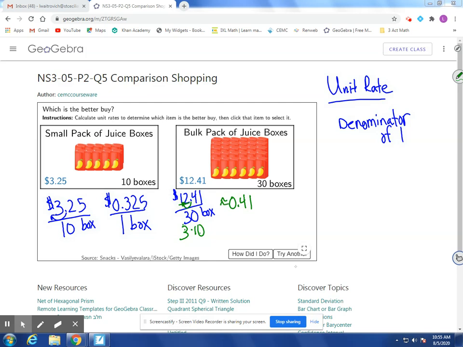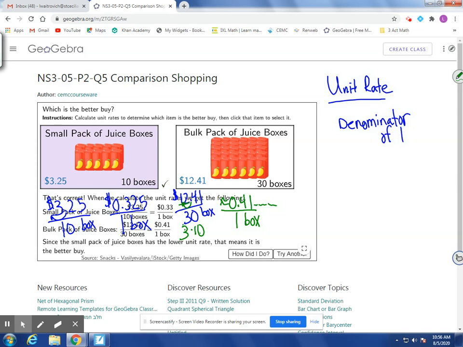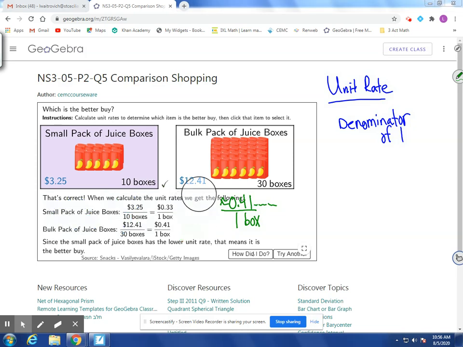So it's about 41 cents, and there's going to be some more later, but I know that one box costs about 41 cents on the right, but one box only costs 32.5 cents on the left. So that one must be the cheaper one. So I will select that one, and I'll see how I did. And it says I'm correct. Yay, let me erase all my work so we can see that.